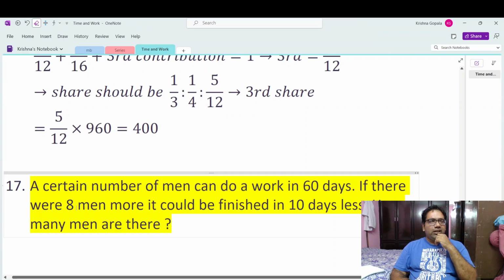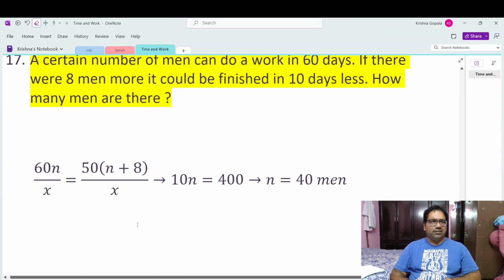If there are 8 more persons, that is N plus 8, they are saying they will be able to finish in 10 days less, that is 50. 50 into N plus 8 by X, this also should be equal to 1. That's what we have done.